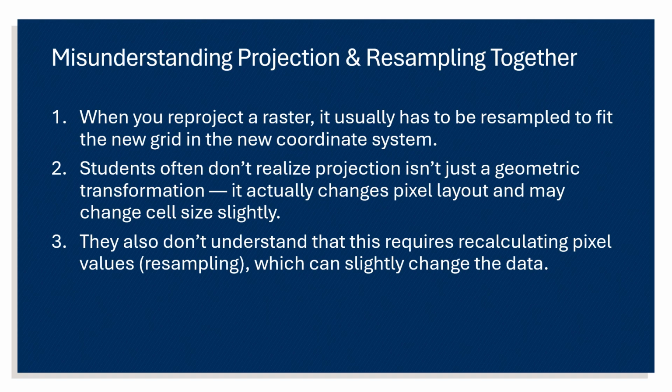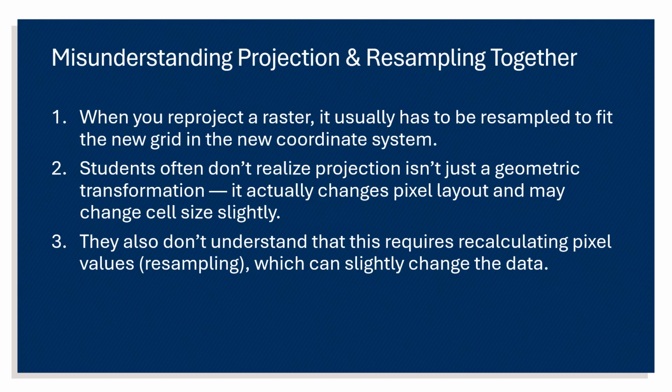When you project or reproject a raster, it usually has to be resampled to fit the new grid in the new coordinate system. So unlike other data where we were just bending and twisting all those vertices, with raster data we've got a grid. And when we come up with a new coordinate system, we're coming up with a brand new grid that's aligned in a brand new way. What we have to do then is fill that brand new grid with values from that old grid. And that's a little different approach.